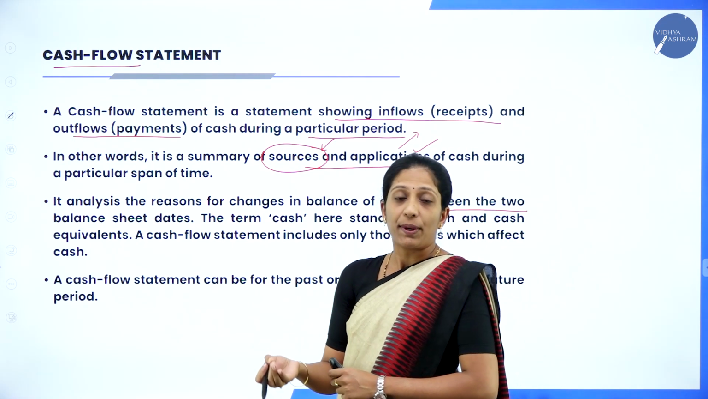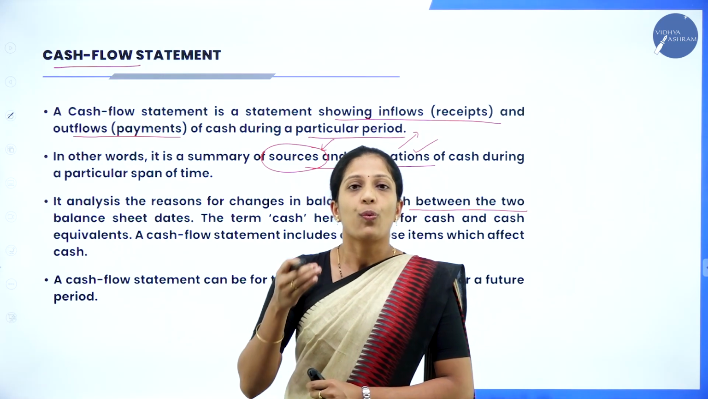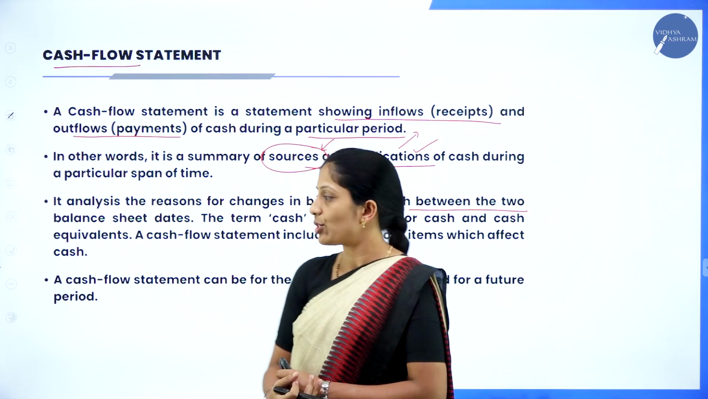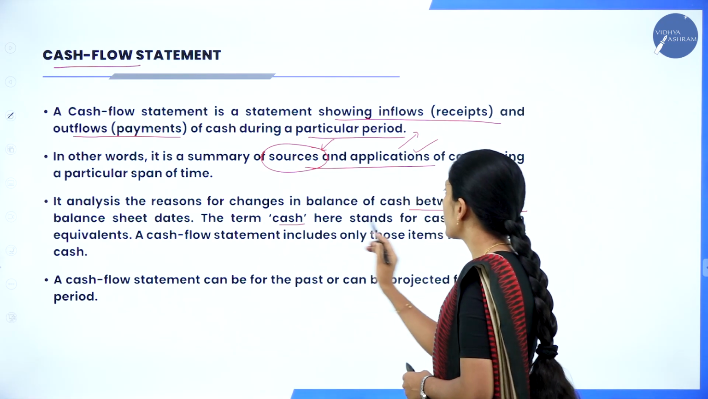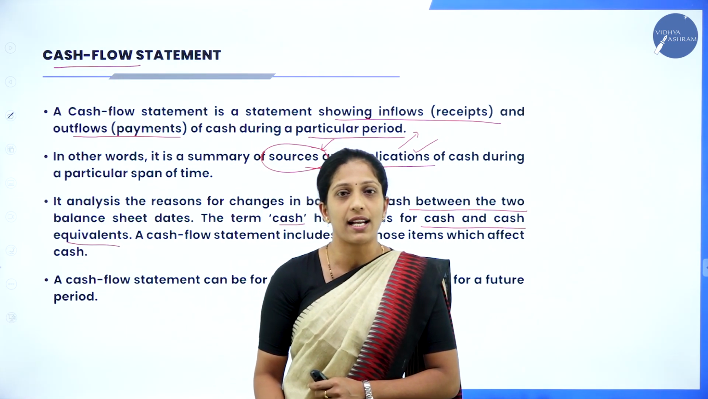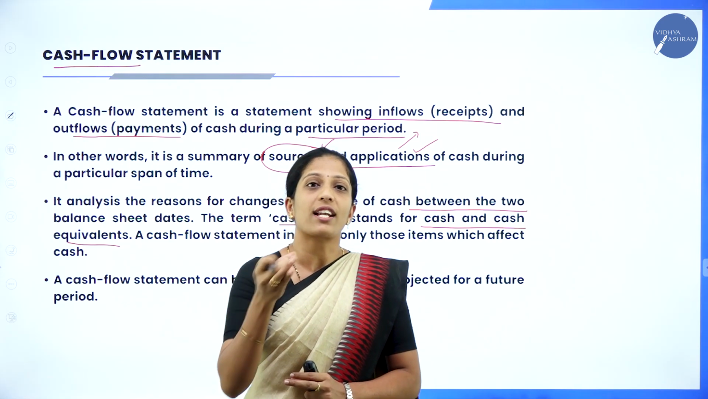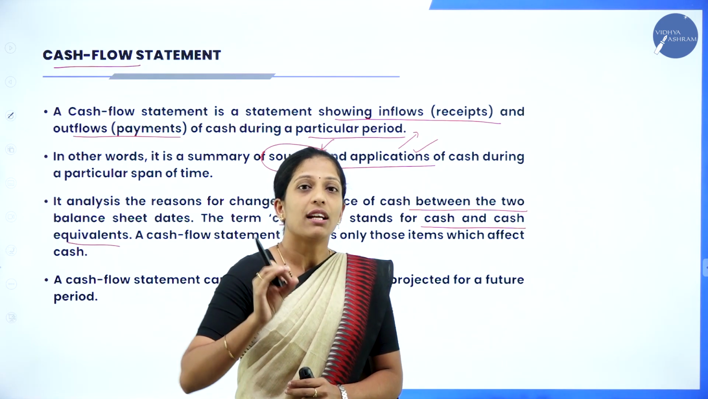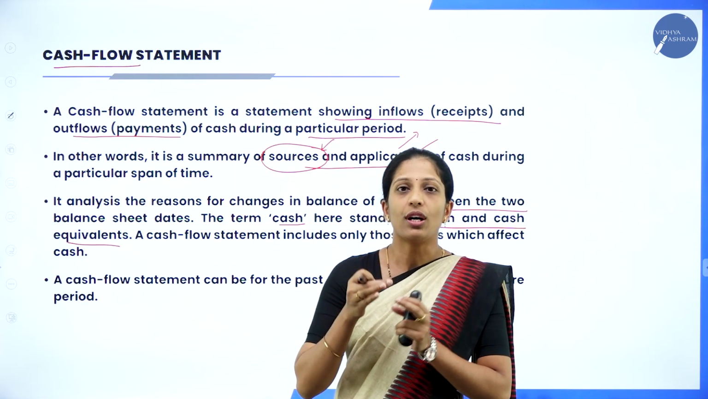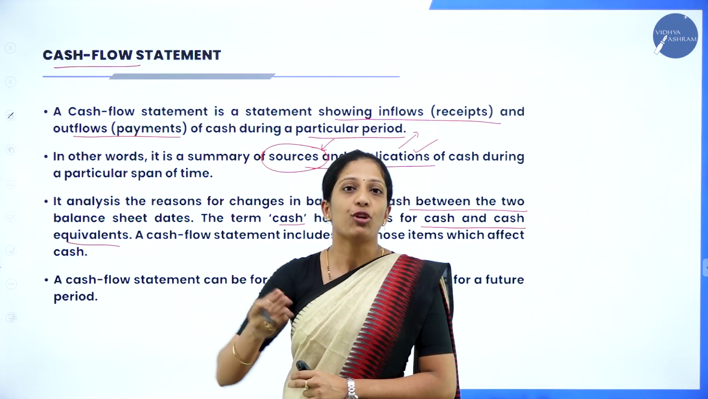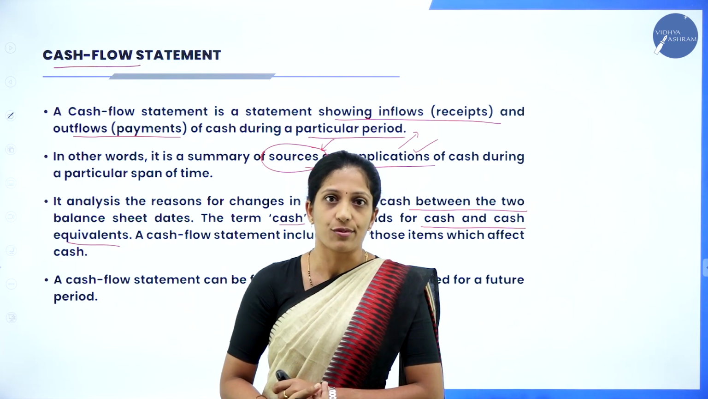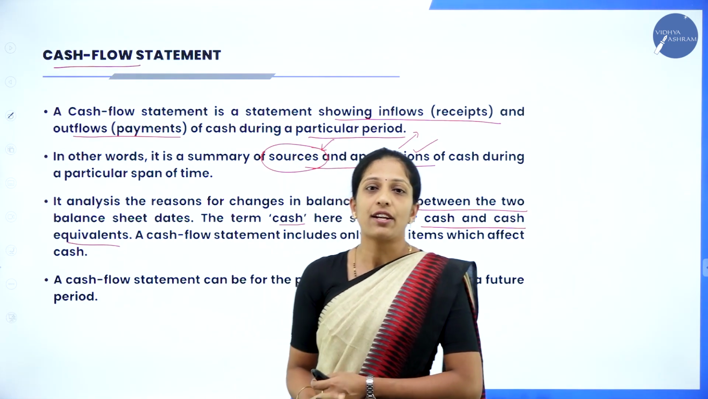So by preparing the cash flow statement, we'll come to know what is the exact change in the cash flows when you compare to your previous balance sheet. The term cash here stands for cash as well as cash equivalents. What I mean by cash and cash equivalents: the value which cash carries, if any other item carries the same value, it is called cash and cash equivalents. Suppose you have a cheque of rupees 10,000, it is equivalent to cash of rupees 10,000. Correct? So cash as well as cash equivalents.